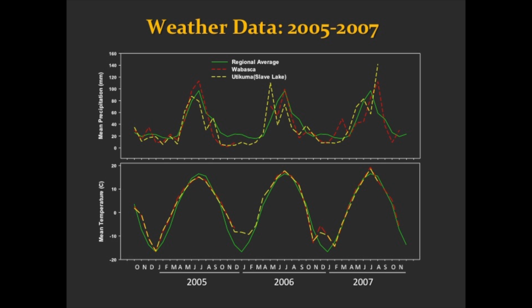So we went ahead and collected the weather data in the area. The green line is the regional average, and the yellow and red are the two study areas. The bottom one is the temperature, and the top one is the precipitation. What you see here is a huge deficit of winter precipitation right before the growing season starts. In the meantime, you have much warmer winter temperatures as well as much warmer summer temperatures during the growing season. So overall, we had significantly drier and warmer growing seasons during the study period, which complicated the response of moss to nitrogen alone.